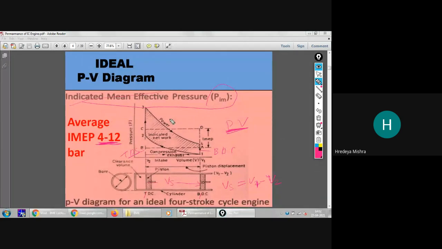From here we can get the mean effective pressure. Where is the mean effective pressure? The mean effective pressure is at the midpoint of the power cycle. So we draw it here, this is our mean effective pressure, this much. This is our IMEP. So this is all about the PV diagram, pressure volume diagram.